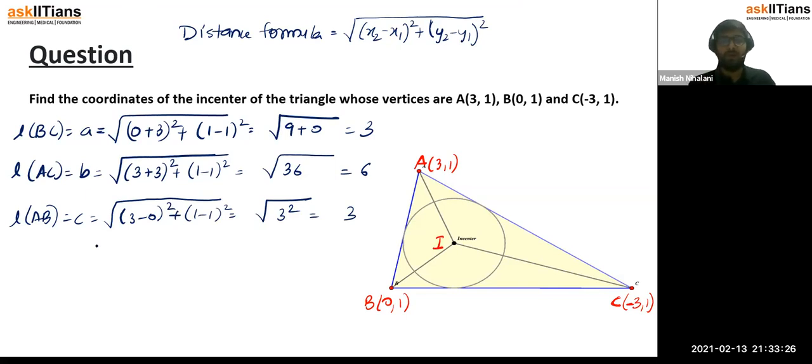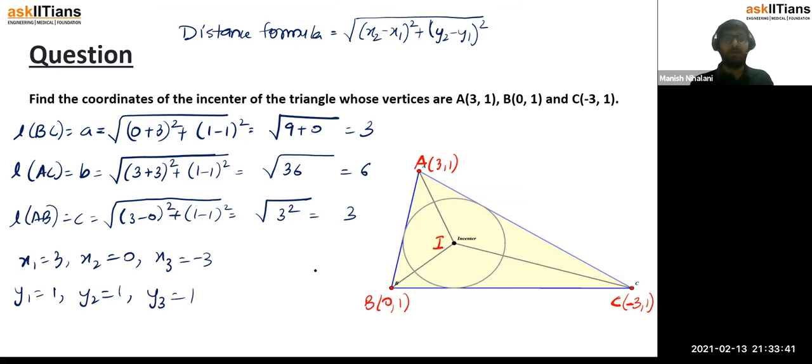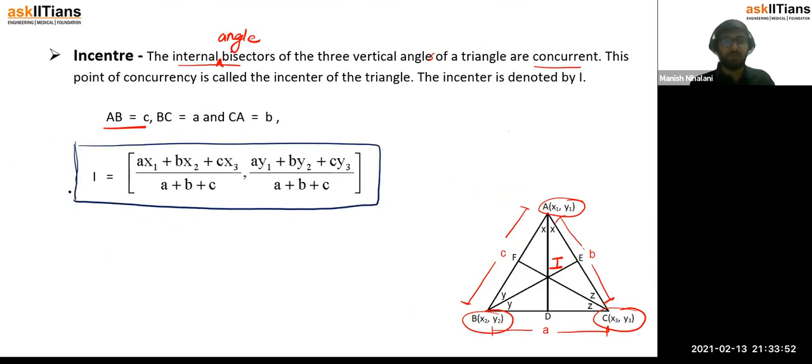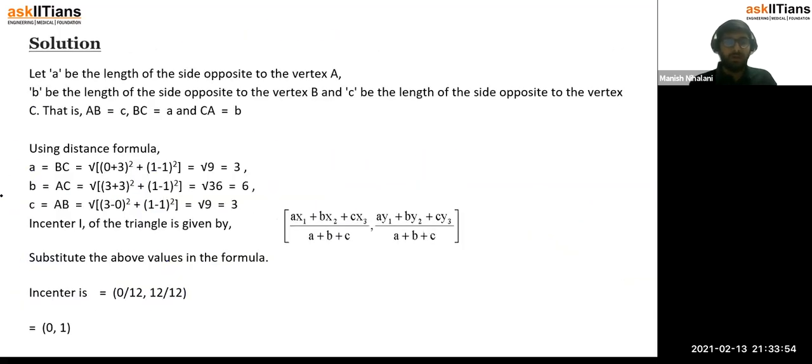So we have got our values of a, b, and c. Your x1 is 3, x2 is 0, and x3 is minus 3. We have y1 as 1, y2 as 1, and y3 also as 1. So we just need to plug these values into the formula ax1 plus bx2 plus cx3, and we get the incenter as (0, 1). So this is how we find incenters.